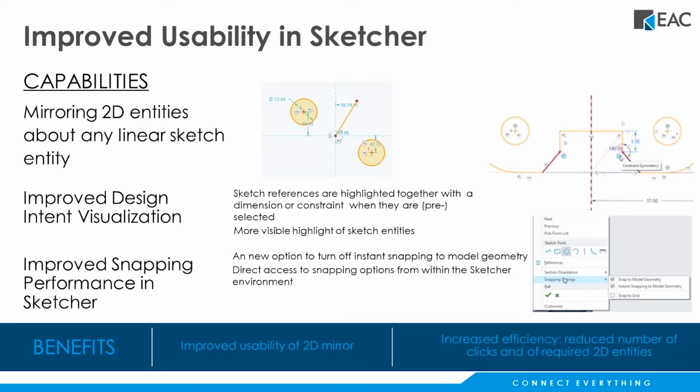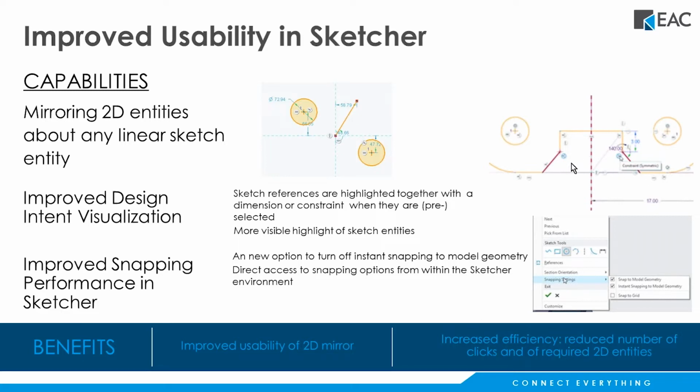The next thing I want to talk about is some capabilities inside Creo sketching. Now we can mirror 2D entities about linear entities and not necessarily always a center line to mirror things. We can also better visually see when things are related to one another through constraints.